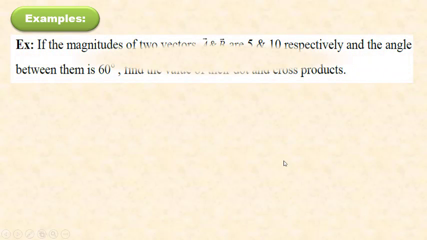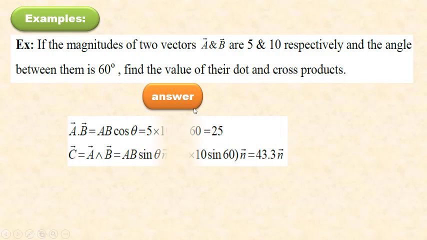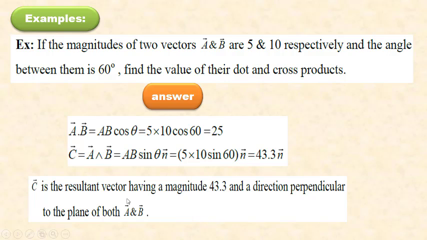Example: if the magnitudes of two vectors A and B are 5 and 10 units respectively and the angle between them is 60, find the value of the dot and cross products. From the rule, A dot B equals AB cosine theta, so it will be 25 units. C, A cross B, equals AB sine theta n, so it will be 43.3 n. We have to know C is the resultant vector having magnitude 43.3 and direction n perpendicular to the plane of A and B.